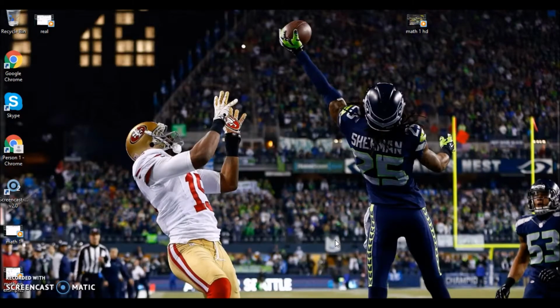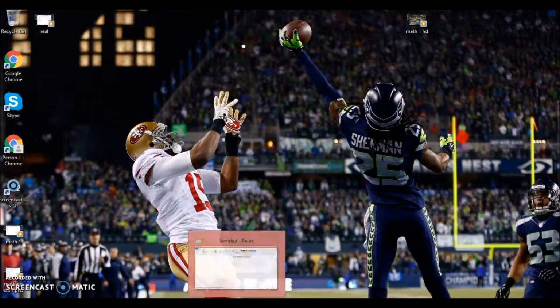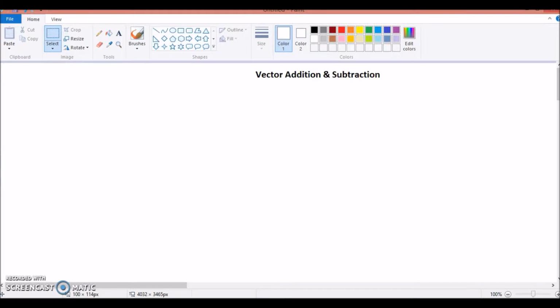This is a video lesson on how to add and subtract vectors. Adding and subtracting vectors. To add vectors, we use a method called the triangle law of vector addition, which is basically adding vectors by taking the head of one vector and putting it to the tail of the other vector.